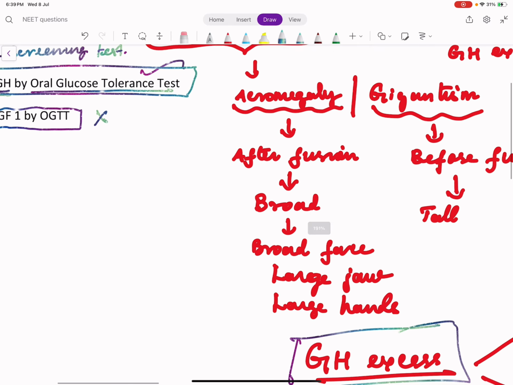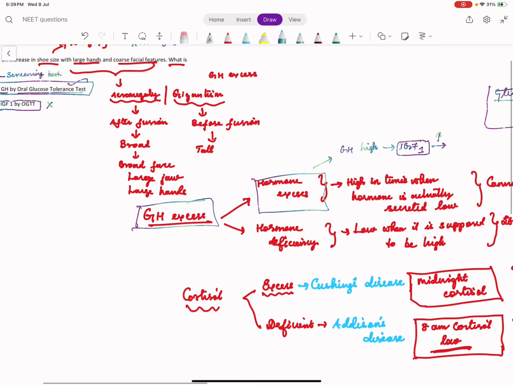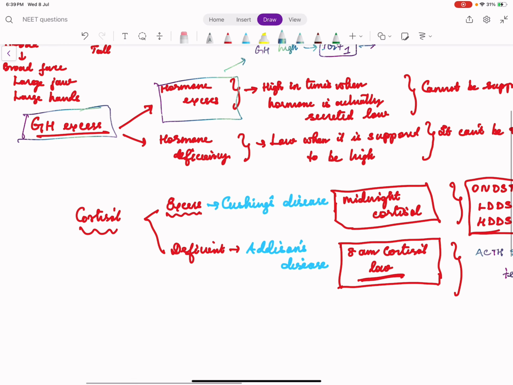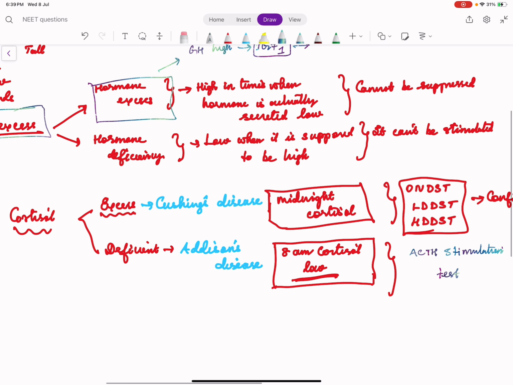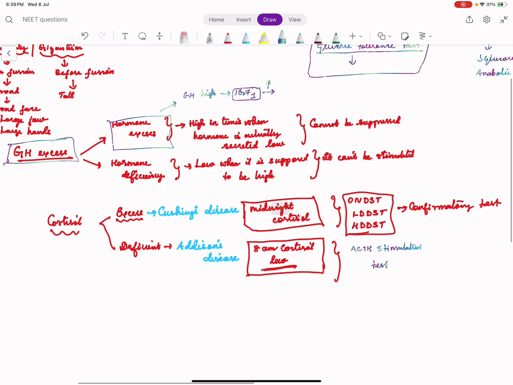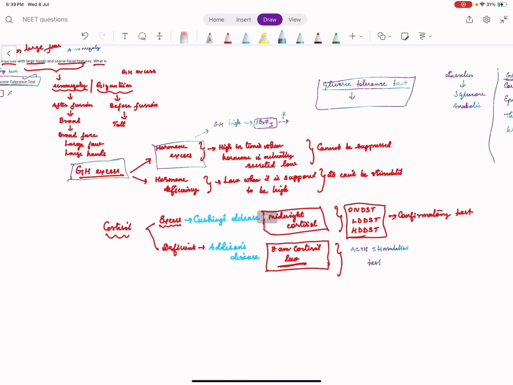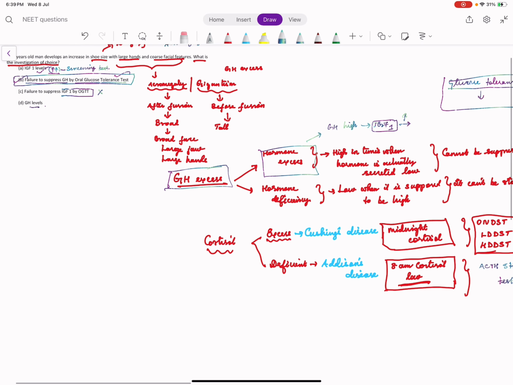I know this question consumed so much time because I told you about when do you suspect a hormone excess, when do you suspect a hormone deficiency, how do you confirm a hormone excess, how do you confirm a hormone deficiency, because the entire endocrinology is based on only this concept, right? Okay.